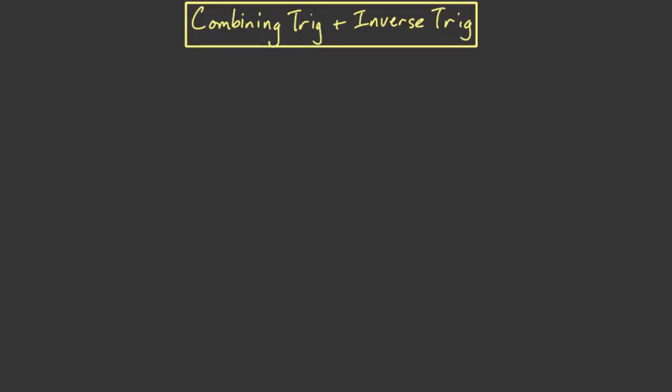In this video, we're going to talk about combinations of trig and inverse trig functions. So here's what I mean. Let's take arc cosine of 8/9. This is supposed to give us the angle between 0 and pi whose cosine is 8/9. So in particular, this arc cosine is an angle.